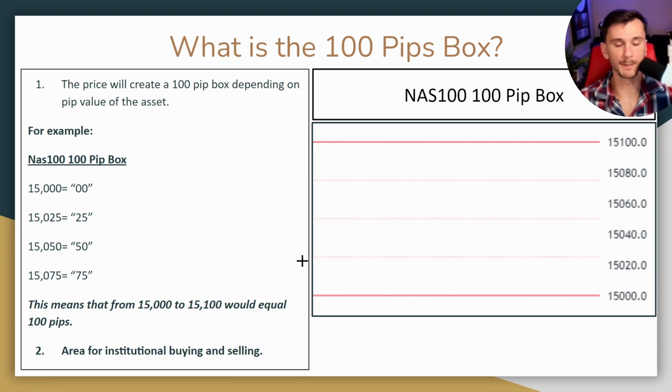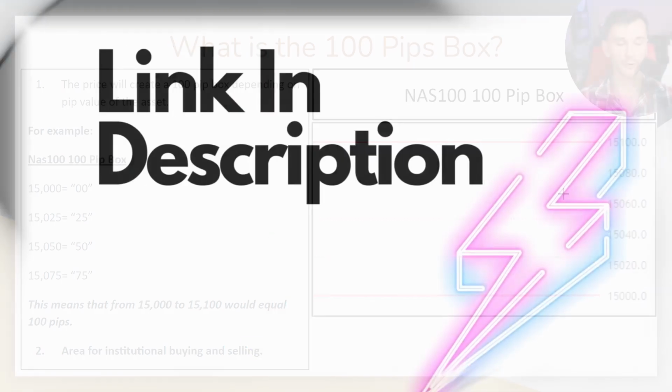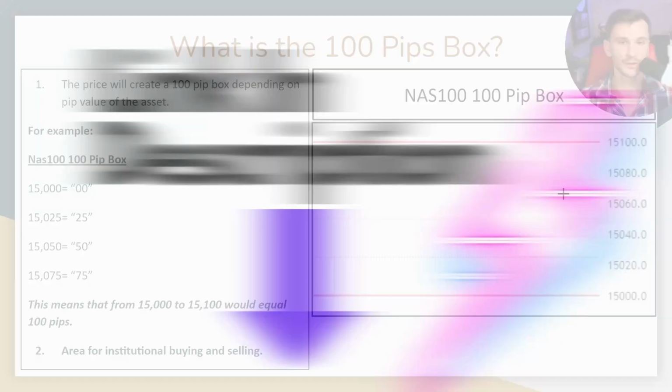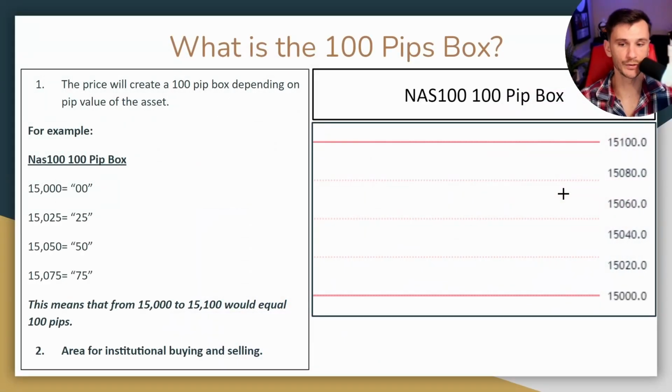Now, this can be performed on any given pair or asset or whatever you would like to call it. You just have to know what the pip value is. And then by looking at the chart, you can put up your 100 pip box using the indicator, which is on Discord. The link is in the description below. It is free. You just click on it, add it to favorites, and add it to your chart. So that means that from $15,000 to $15,100 would equal a 100 pip box.